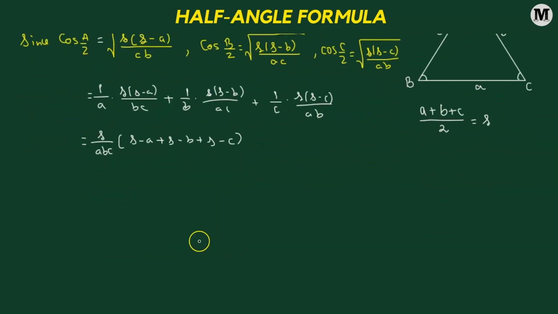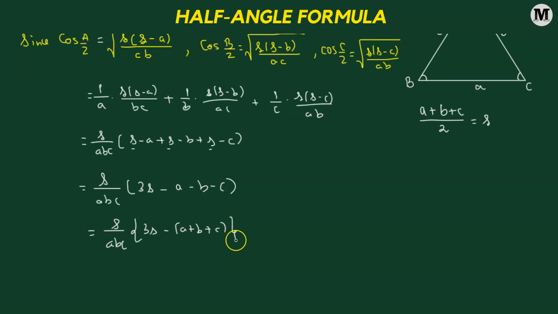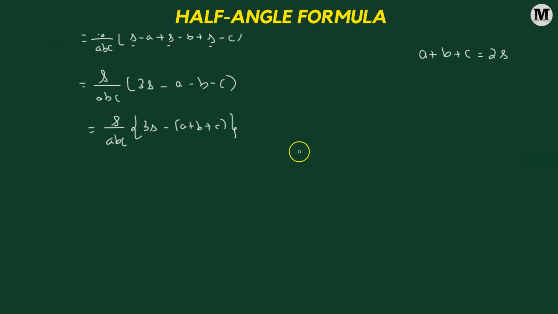Now we are going to further simplify. This is going to be equal to s over abc multiplied by, so s plus s plus s, that will be 3s, minus a minus b minus c. If we take the negative as the common factor, we can rewrite it as s over abc multiplied by 3s minus (a plus b plus c). Now what is a plus b plus c? In terms of the semi-perimeter of the triangle, a plus b plus c is simply going to be 2 times the semi-perimeter. So we'll use this value.